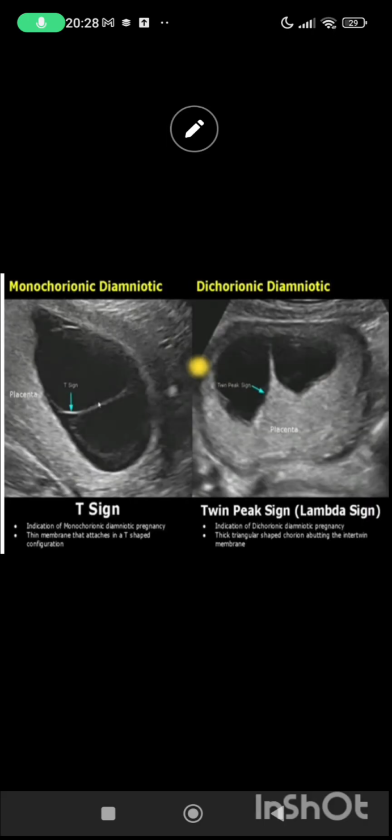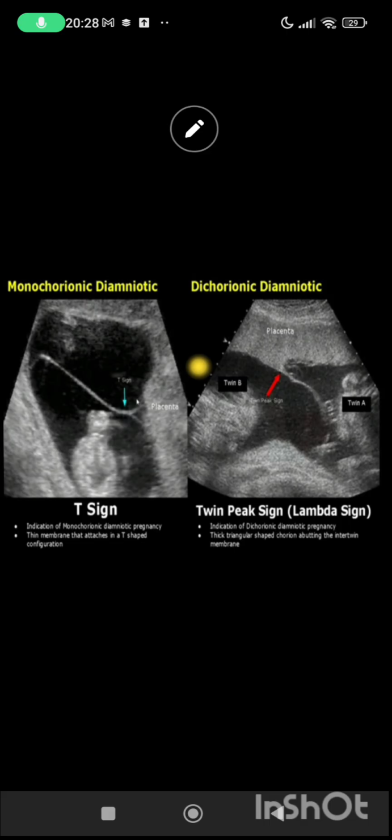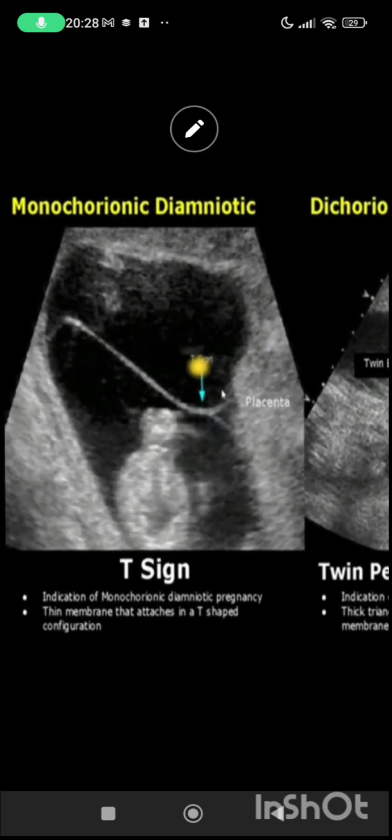Okay, now there is the T sign and the lambda sign. So the T sign is seen in which gestation? Monochorionic, monoamniotic.